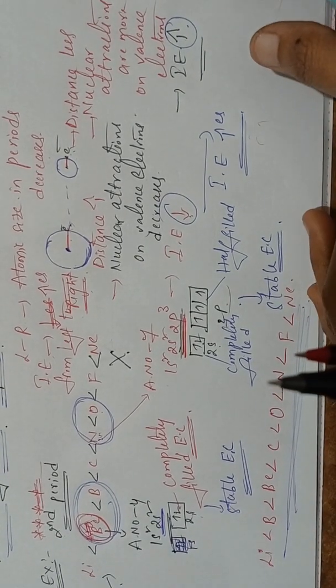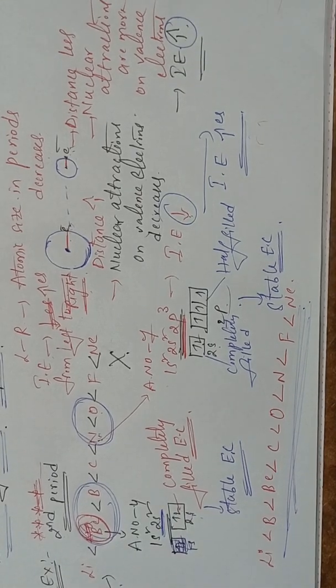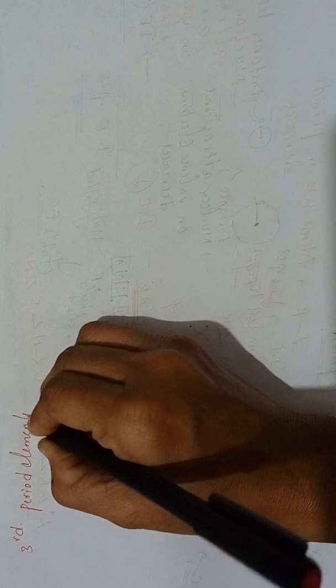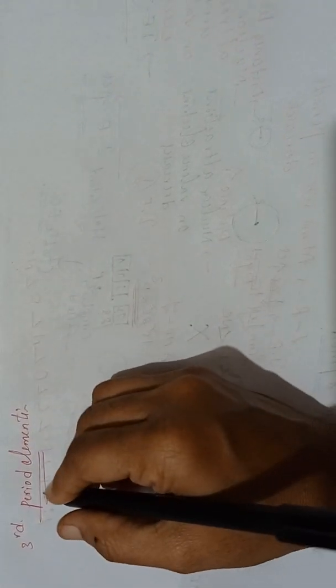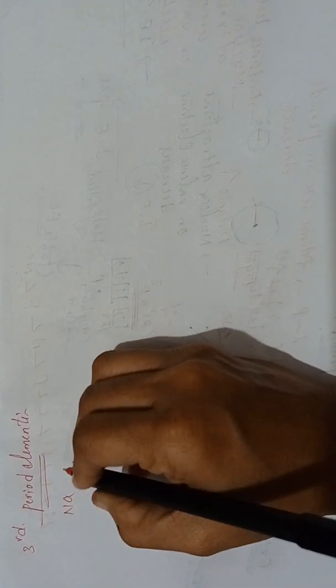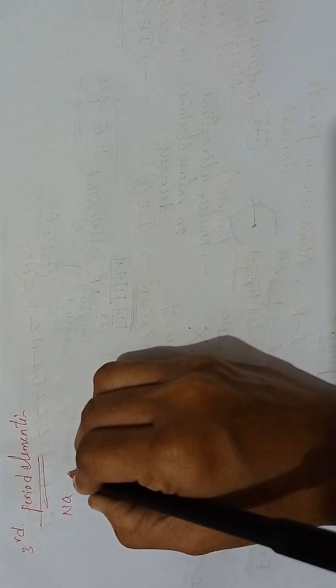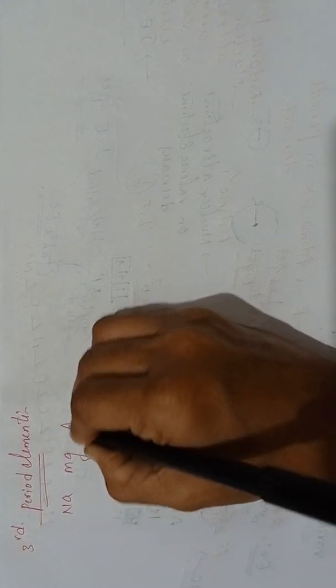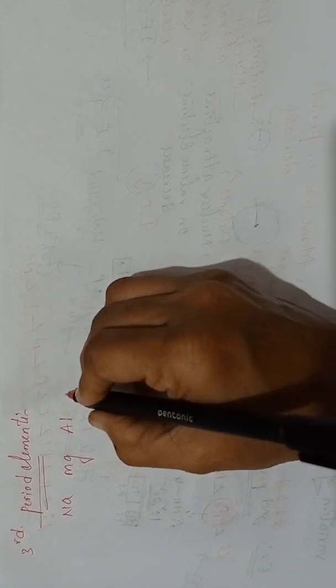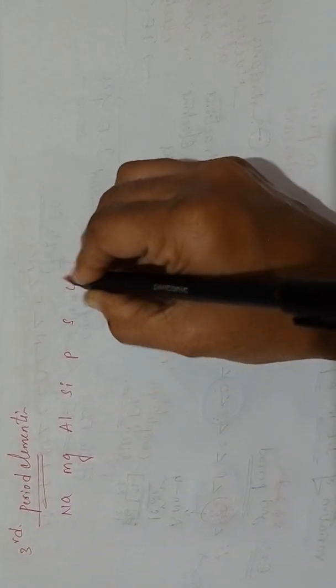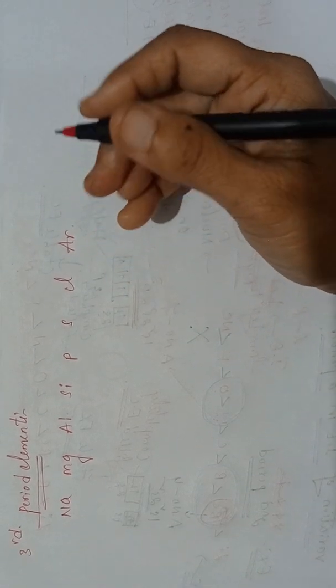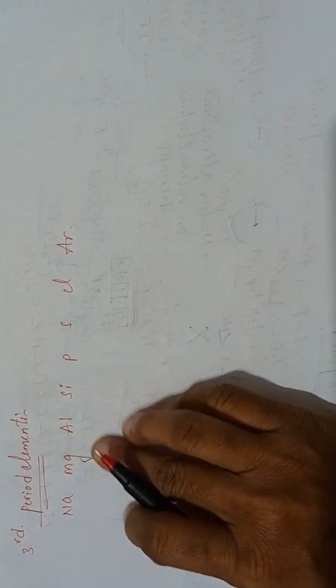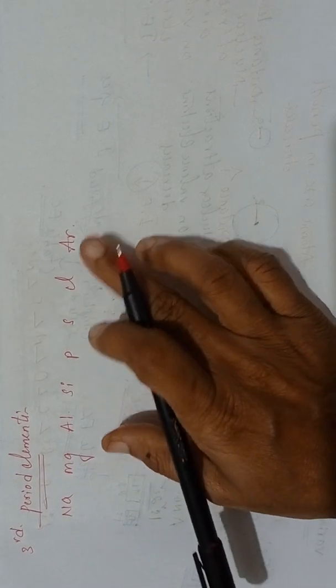Now I am taking the third period elements also, students. Left to right. What are the third period elements? Sodium, magnesium, aluminium, silicon, phosphorus, sulfur, chlorine, argon. Are you clear? So these are the third period elements: sodium, magnesium, aluminium, silicon, phosphorus, sulfur, chlorine, argon.